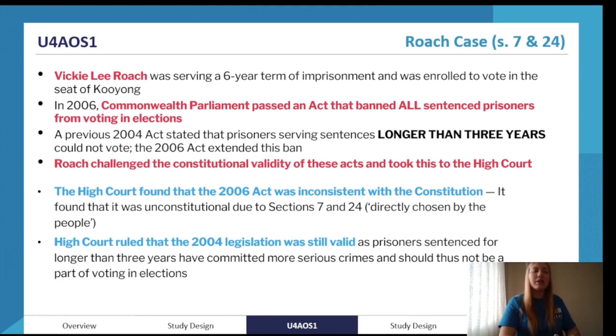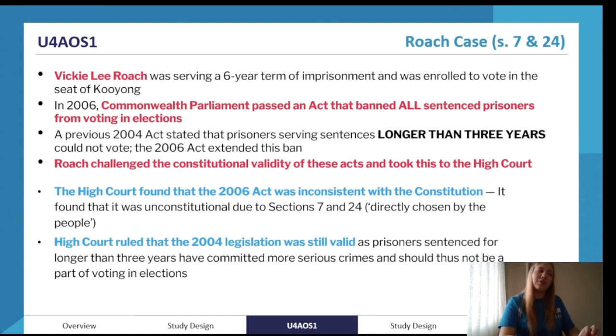However, the High Court also ruled that the 2004 legislation was still valid. So they're scrapping the 2006 law, but the 2004 law remains in operation because prisoners sentenced for more than 3 years were viewed to have committed more serious crimes, and it was fair to exclude them from voting in elections. That was the decision. Of course, that means that a much less significant number of prisoners is then excluded.